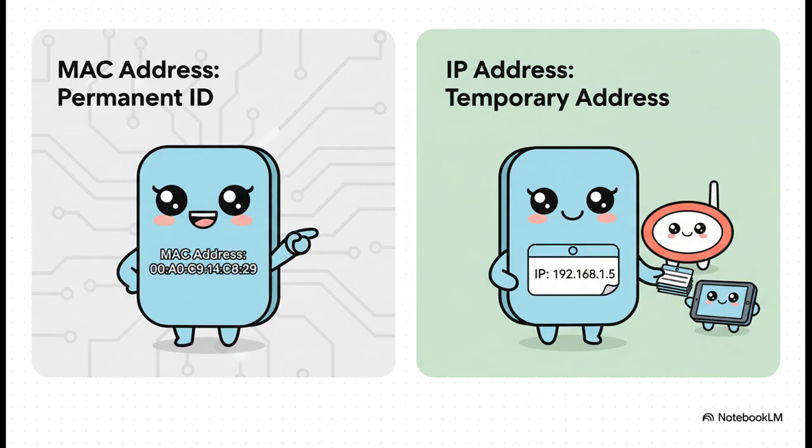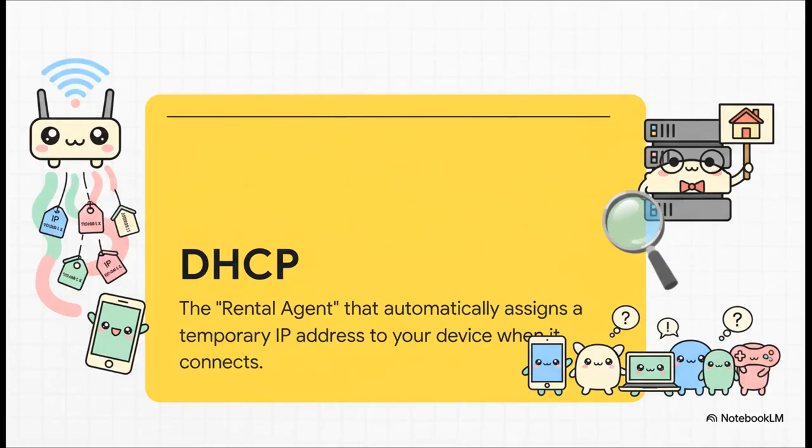Now, every device in this club has two really important identities. First, you've got the MAC address. Think of this like a social security number. It's permanent, unique, and burned right into the hardware from the day it was made. Then you've got the IP address. This is more like a temporary mailing address that's only good for as long as you're connected to this specific network.